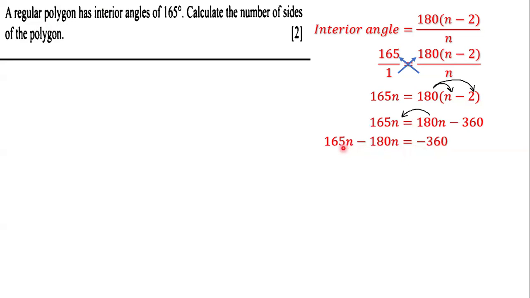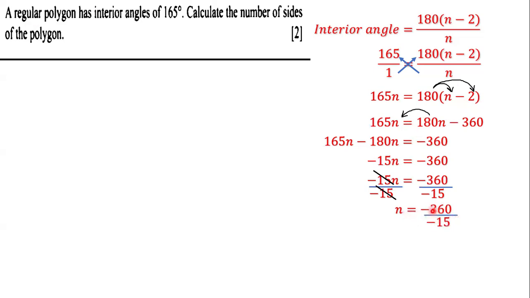Next, we subtract these two. So we have 165n minus 180n, and that gives us negative 15n, and that's going to be equal to negative 360. Next, we divide both sides of this equation by negative 15. We cancel this with that, so we get that n is equal to negative 360 divided by negative 15.